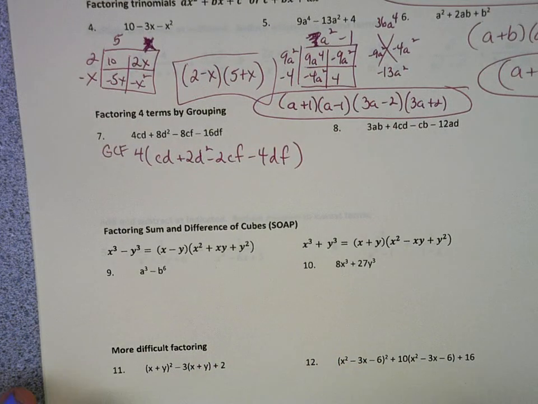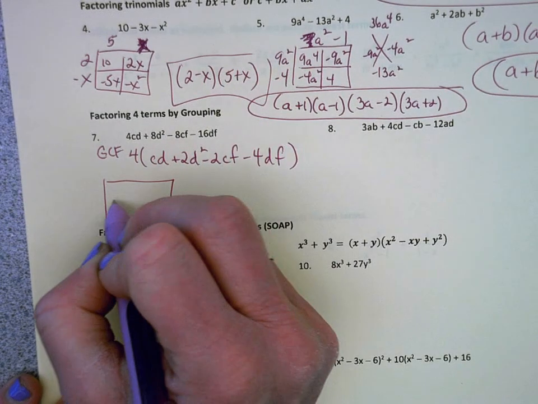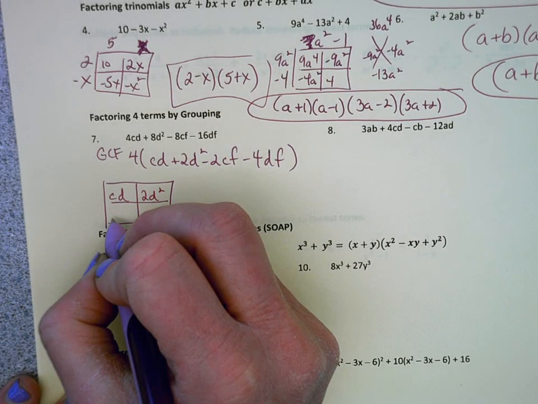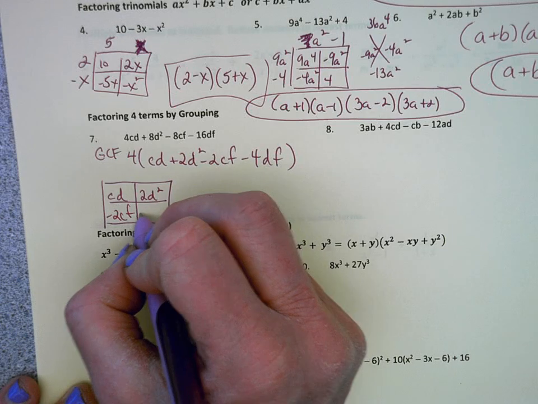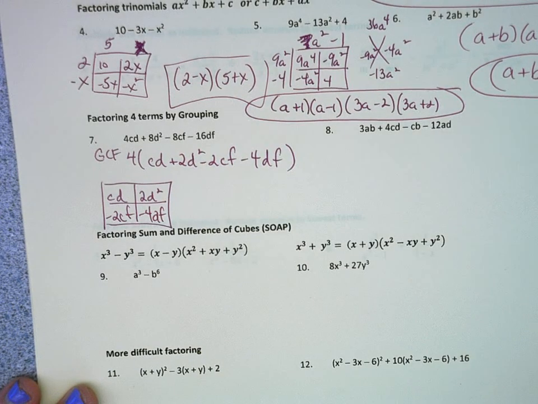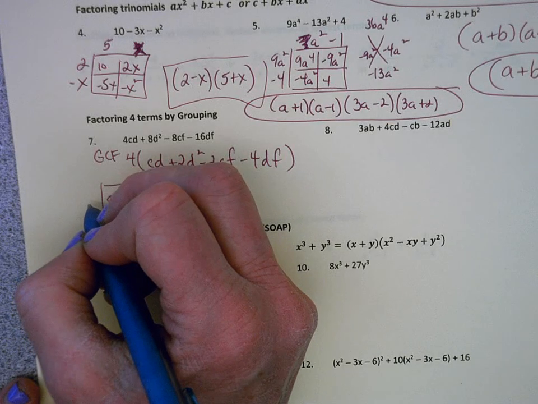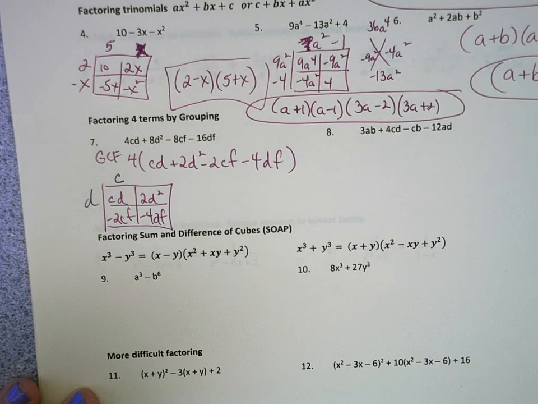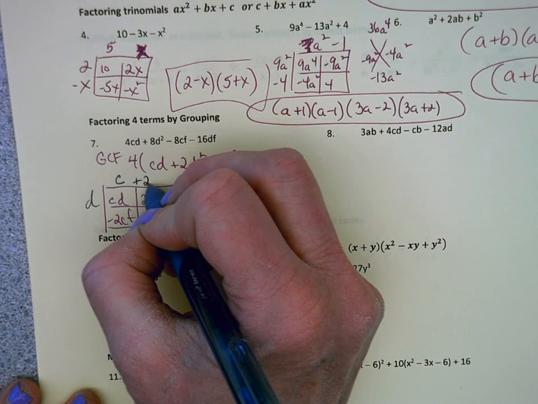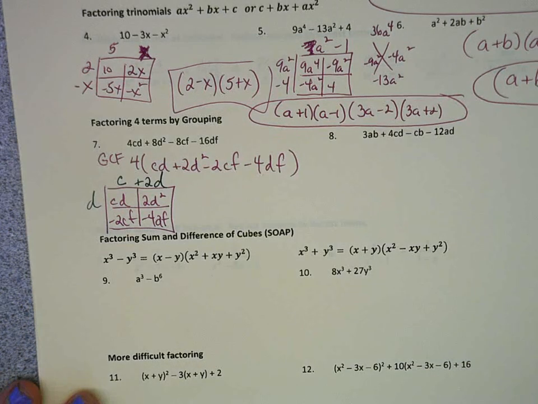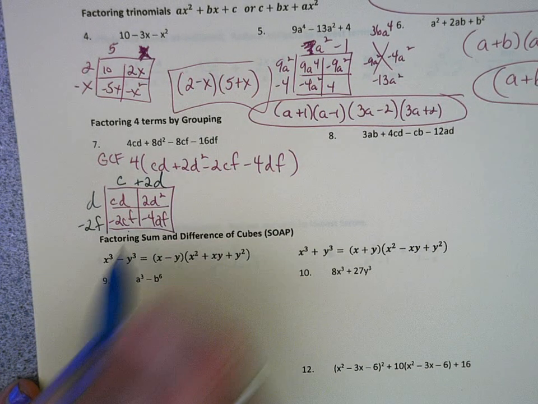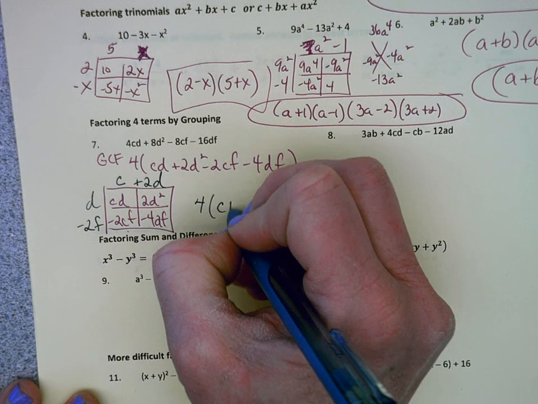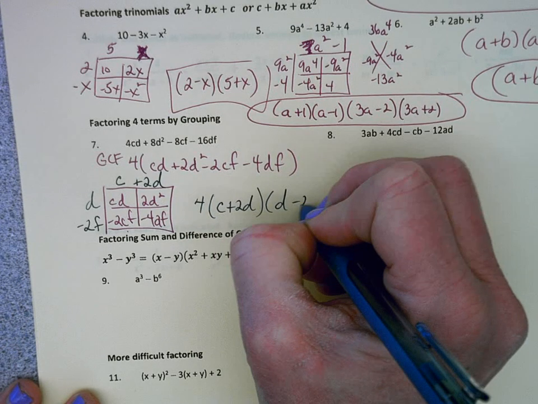Okay. Now I'm going to do an area model. I have all 4 of these I'm going to put in boxes. Because it's 4 terms, we have 4 boxes, we can put them all in. This has a common factor of d. This has a c. 2d times d would be d squared. Negative 2f times c would be negative 2cf, and we double check that. So our answer would be 4c plus 2d, d minus 2f.